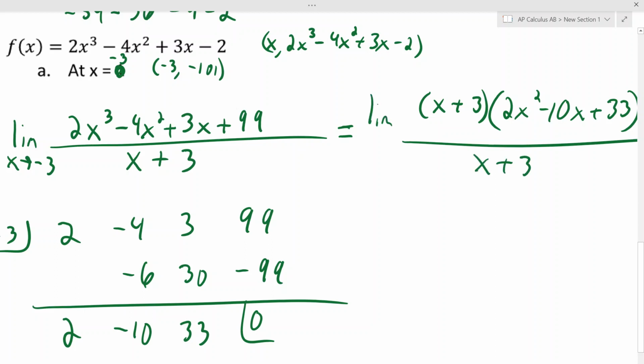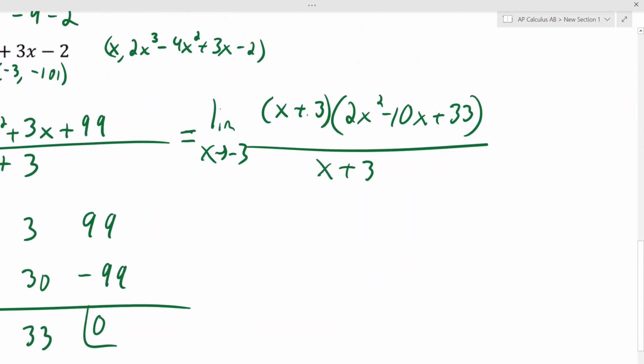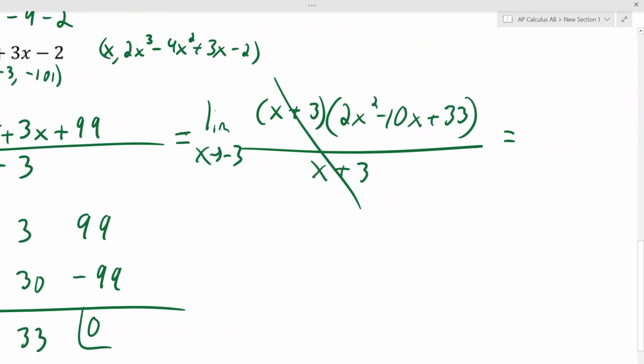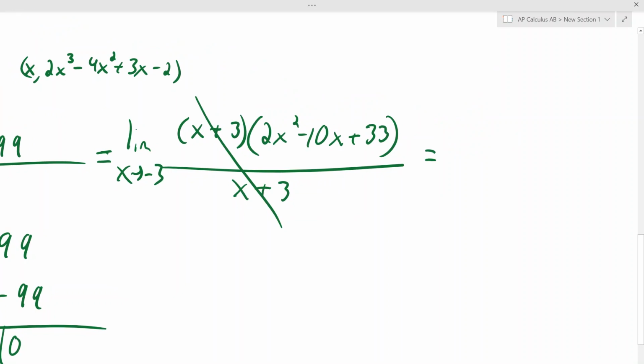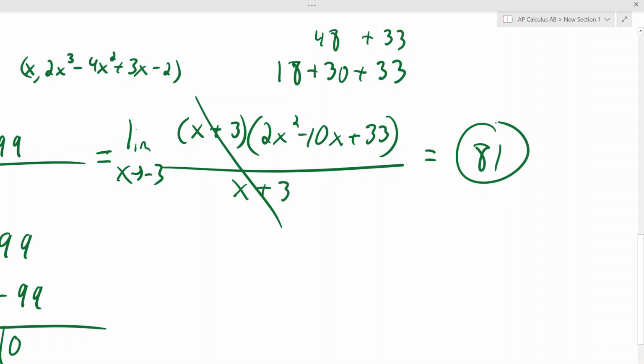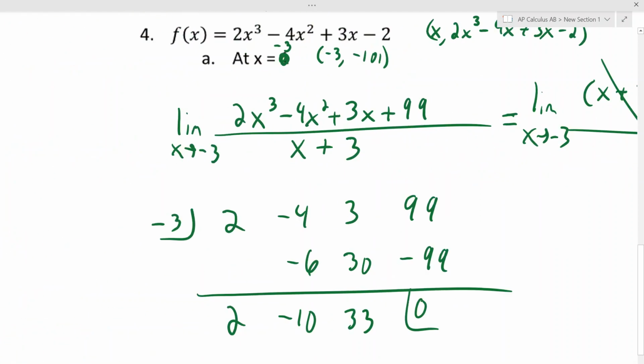Okay, so the x plus 3's cancel. And you plug in negative 3 now, because now we can plug it in, because we canceled out the x plus 3's. That had to happen. We're going to get 9 times 2 is 18. 10 times negative 3 is negative 30, so it's actually plus 30, plus 33. So that's 48 plus 33, and that's 78 plus 3 is 81, right? Sounds good. And that's the slope of that cubic.